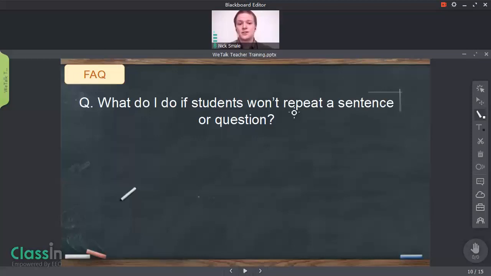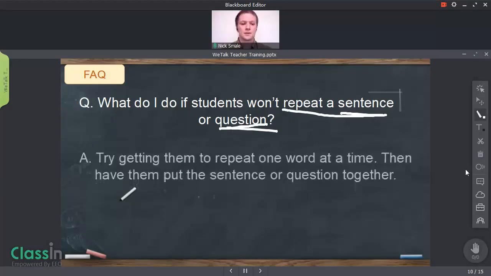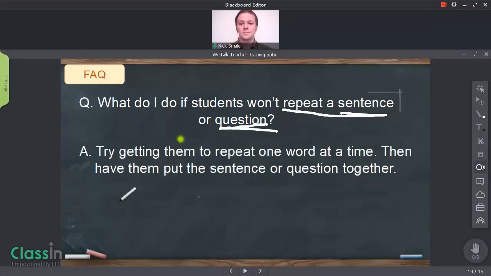So what happens if they don't repeat a sentence or a question? Sometimes you say a sentence and they just nod their head. Or you ask a question and they answer it. Here's what you do. You try getting them to repeat a piece of the sentence. Some of you will be saying, I think he's waiting to have us repeat. And that's exactly it. You give them a piece of the sentence and you wait for them. And if they start repeating with you, great, they're following you now. If they don't, you can go back and you wait again.